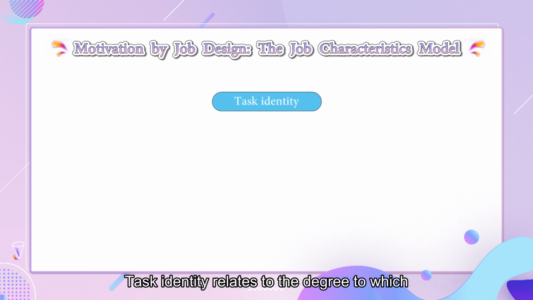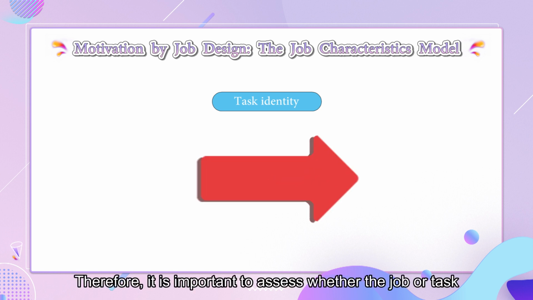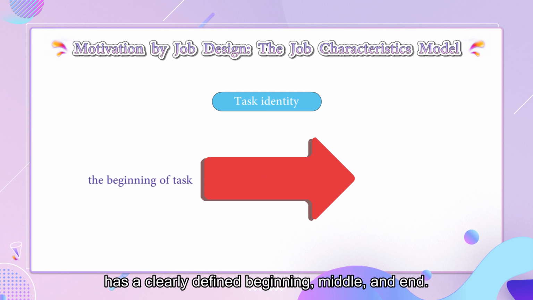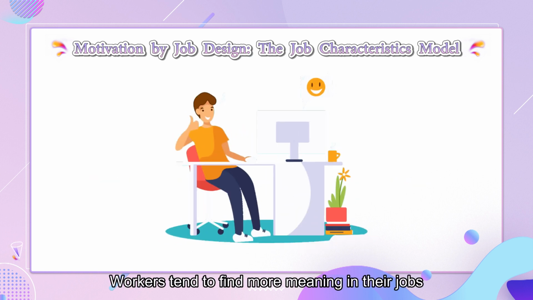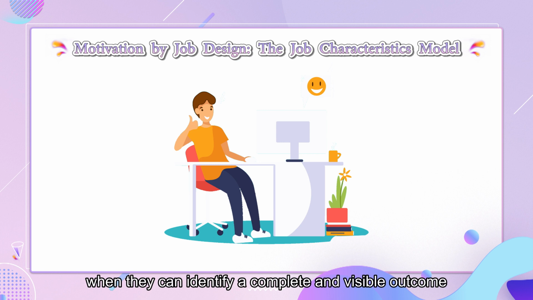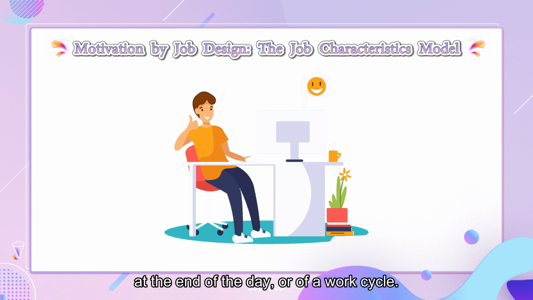Task identity relates to the degree to which a job requires the completion of a whole and identifiable piece of work. Therefore, it's important to assess whether the job or task has a clearly defined beginning, middle, and end. Workers tend to find more meaning in their jobs when they are identifying a complete and visible outcome at the end of the day or of a work cycle.